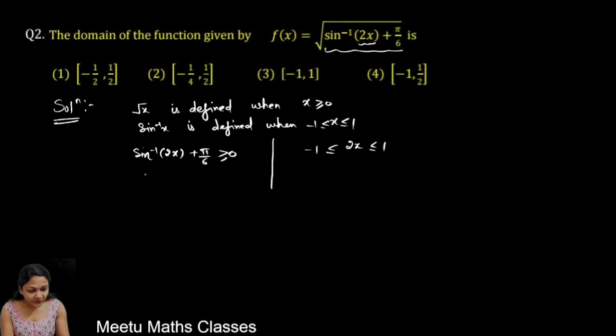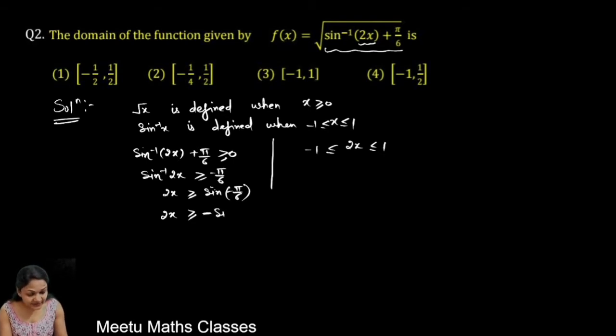From here we can write it as sine inverse 2x must be greater than or equal to minus pi by 6. So 2x must be greater than or equal to sine of minus pi by 6. And sine of minus pi by 6 can be written as minus sine pi by 6. Sine of minus x is minus sine x, and sine pi by 6 is sine 30, that is 1 by 2. So x must be greater than or equal to minus 1 by 4.